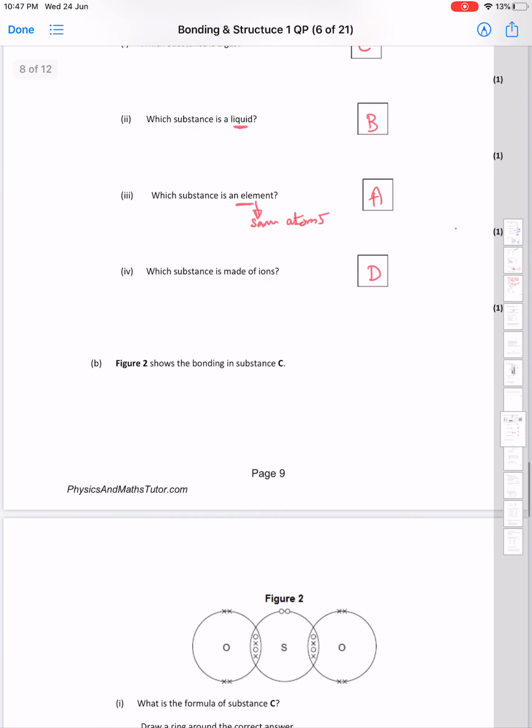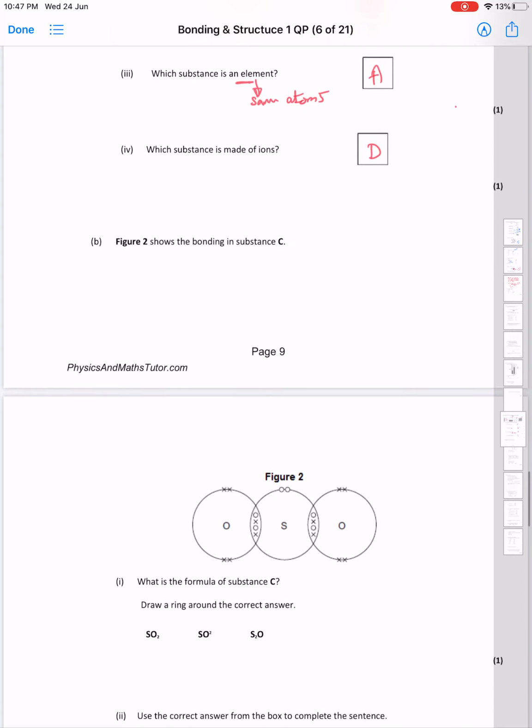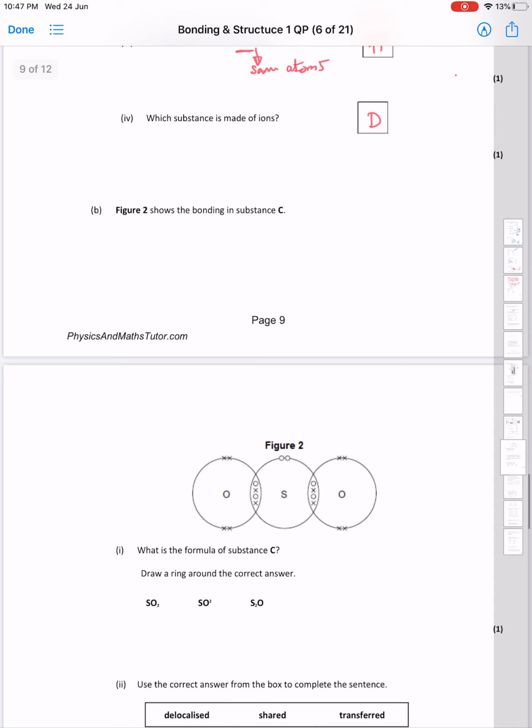And this figure 2 shows the bonding in substance C. What's the formula of substance C? Obviously you have the sulfur element, then there's a double bond to the oxygen, and a double bond to the other oxygen. How did I know there's a double bond? Because there are 4 electrons here, and we know that each bond refers to 2 electrons. So since I have 4 electrons, that means there's a double bond over here, and a double bond over here. So I'm going to choose SO2.